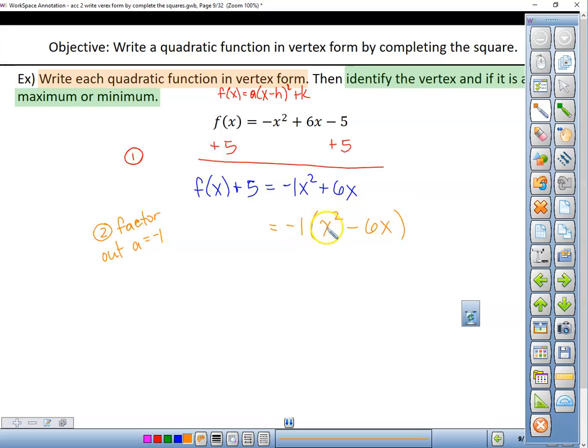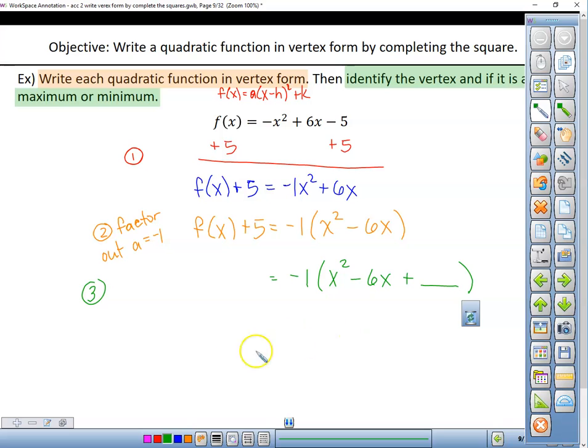You should always double check using your multiplication skills to make sure that what you have out here, your a value, times each of these equals what you started with. This over here on the left side is still f of x plus 5. So now in our third step, we are going to figure out what we're going to add after that -6x that will create a perfect square trinomial that's eventually going to become that x minus h quantity squared part.